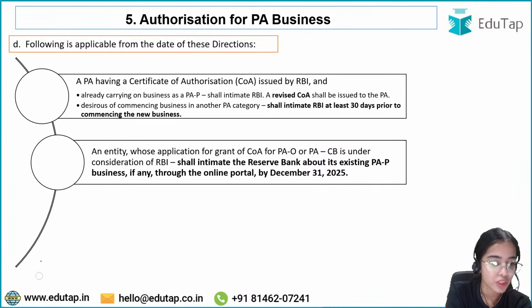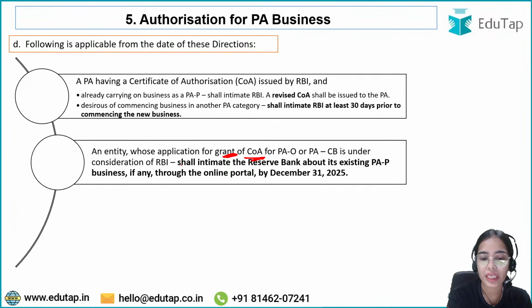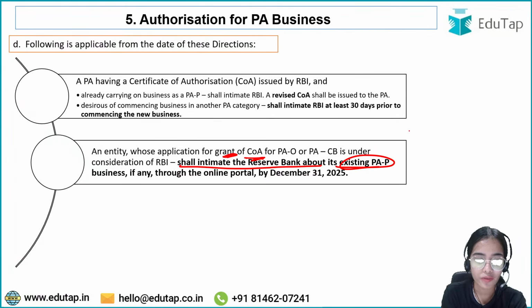Okay. So basically, an entity whose application for grant of certificate of authorization for payment aggregator online or payment aggregator cross-border is under consideration by RBI, they shall inform the RBI about its existing payment aggregator physical business, if any, through the online portal, the Prava portal, by December 31st, 2025.